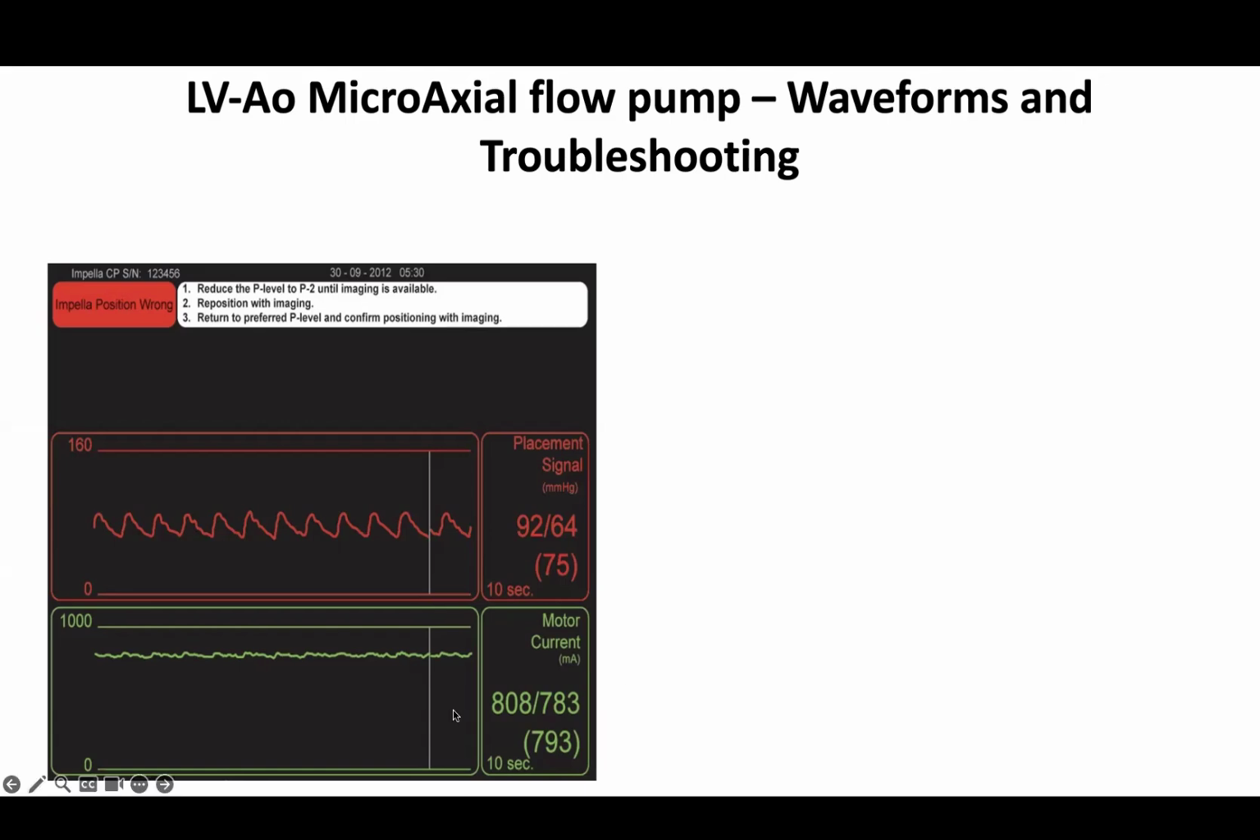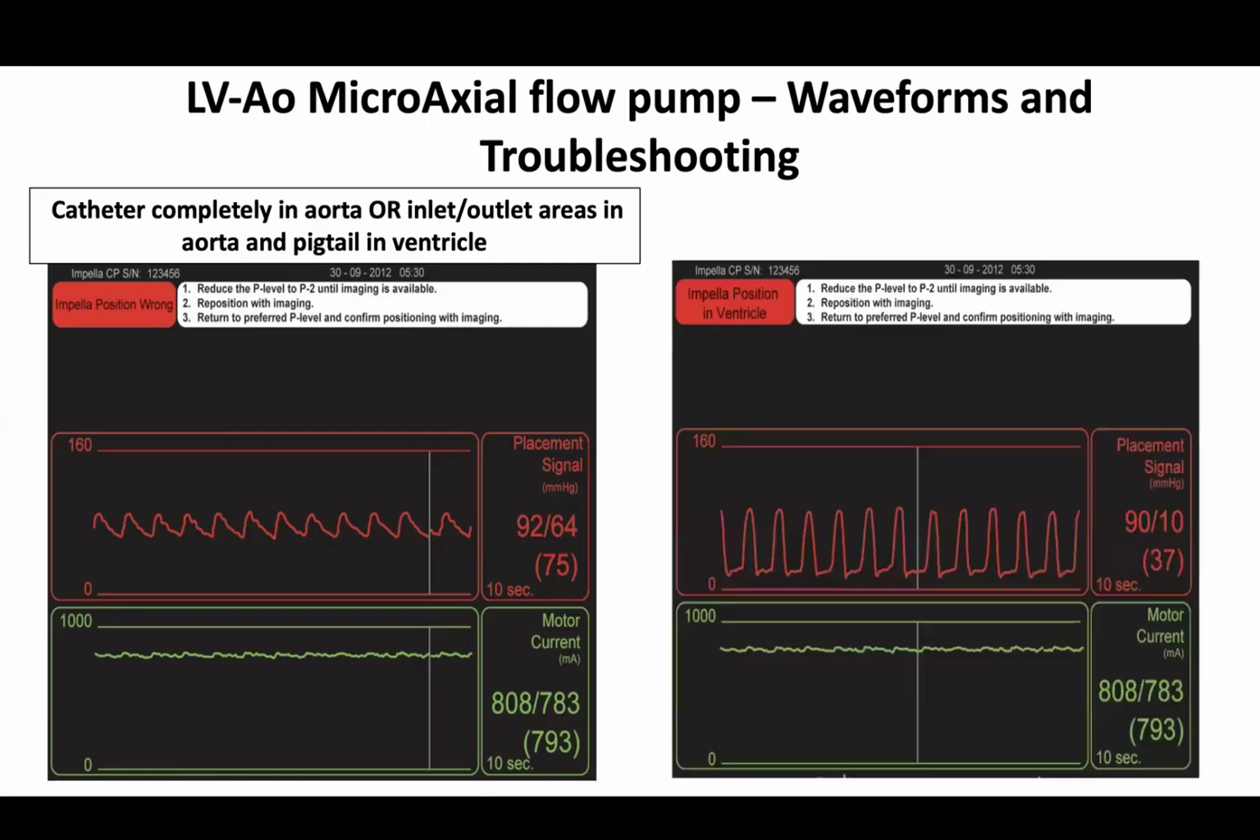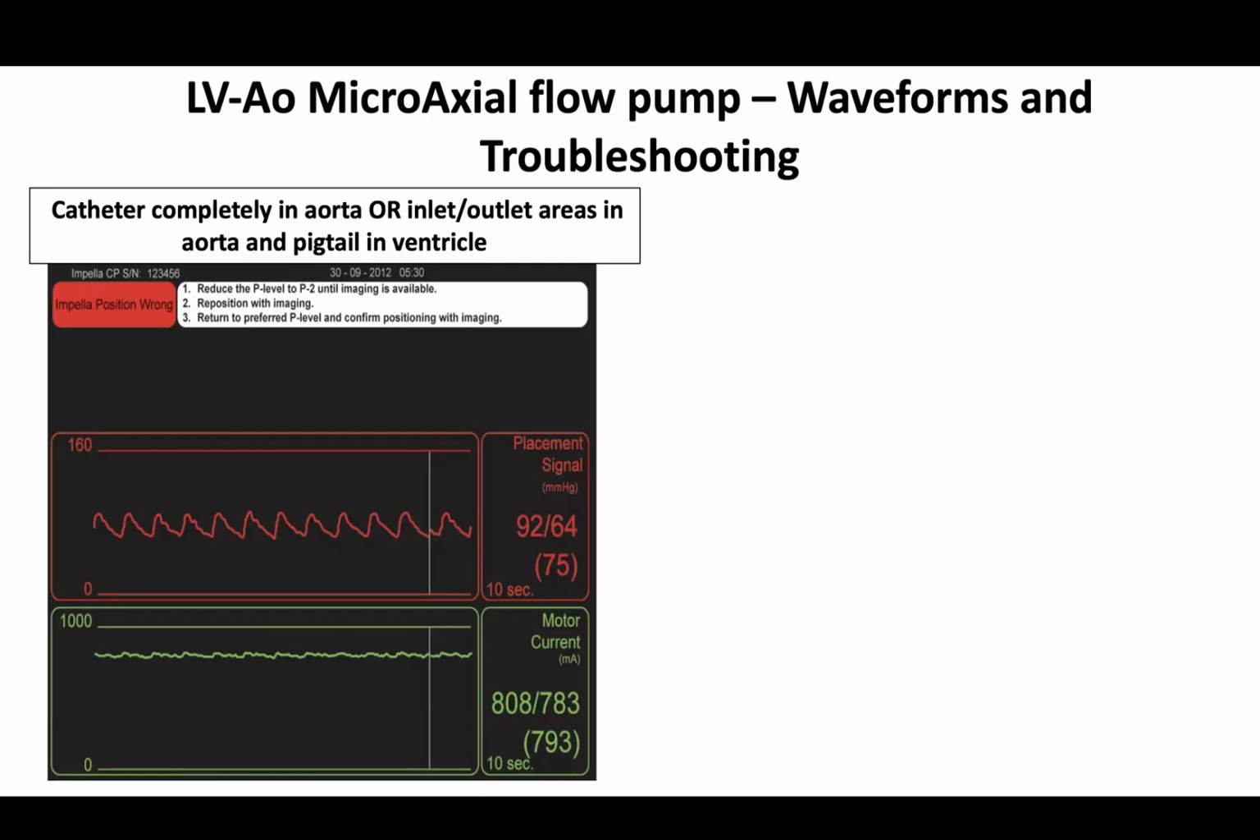So what do you do when this happens? You'll confirm that it's not in the LV. What else? Drop down to P2. Are you reading that? No, I wasn't reading. Yeah, so it says what to do. Reduce to P2. Sometimes you can get it back in.